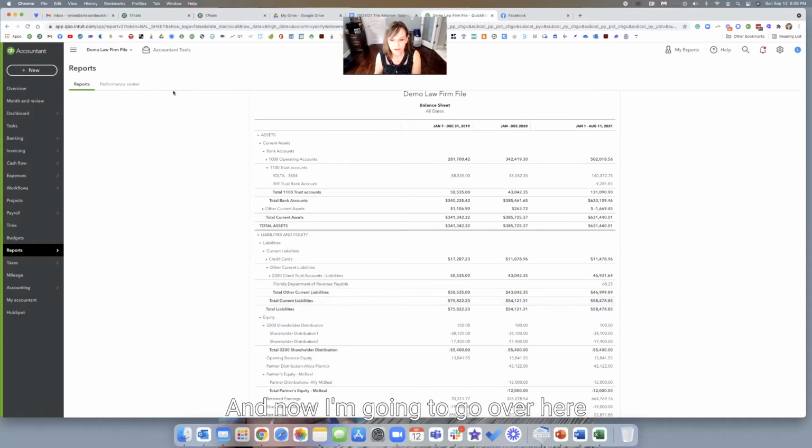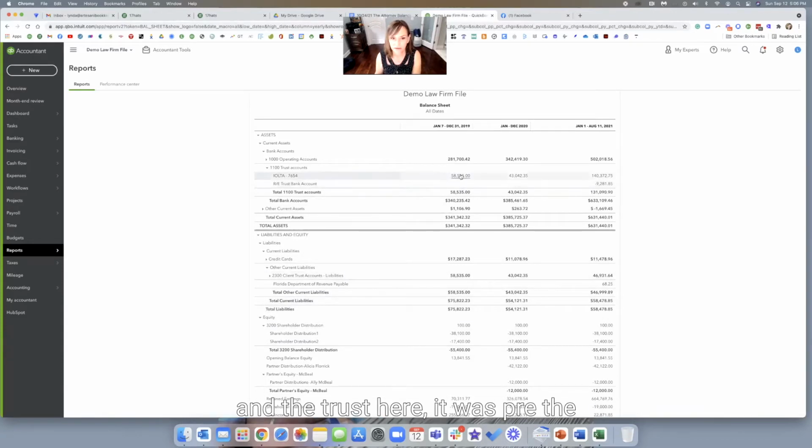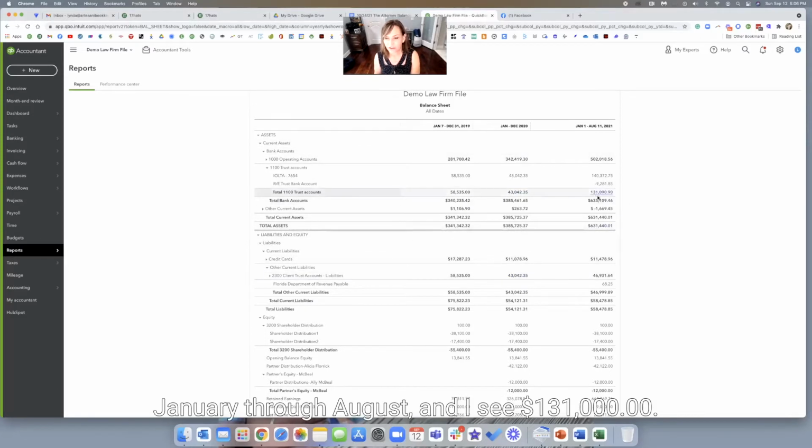And now I'm going to go over here and look, and here's my balance, and I'm going to see my trust account balance here is 58,535, and the balance in the trust here for the real estate is 58,535. So it balances. So I'm good for 2019. Now I've got an idea where my scope is going to be. Second here, the total trust is $43,042.35 for December. And I'm going to come over here, 43,000. Beautiful. Went over here to January through August, and I see 131,000.